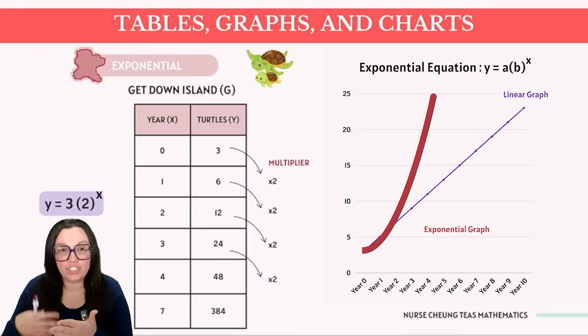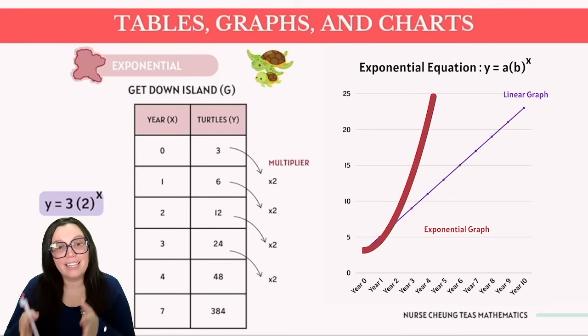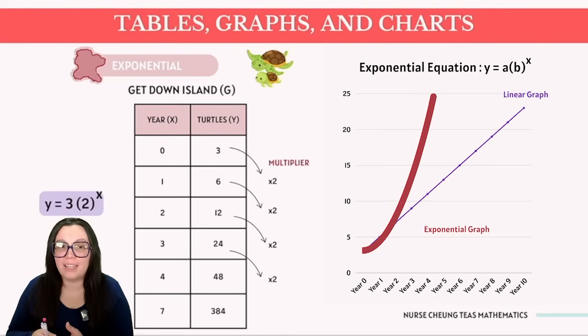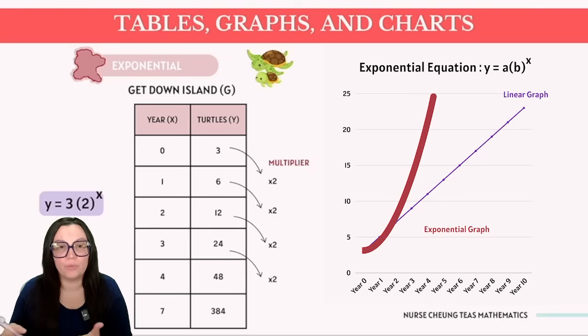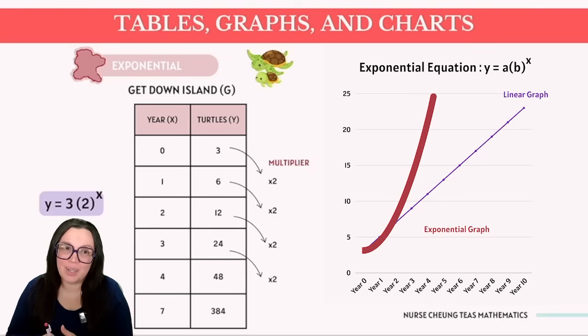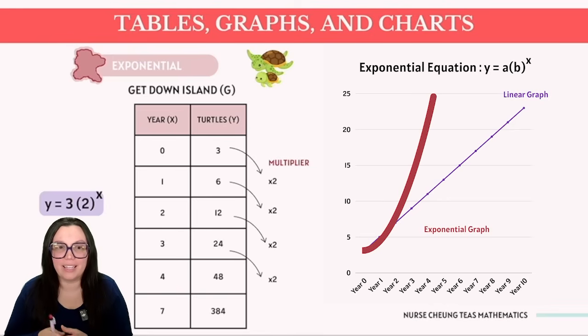Unlike that steady addition that seemed to take place on Funky Island, Get Down Island's turtles increase by a factor of 2 annually. To illustrate the population for the 7th year, we would be calculating that by taking the initial 3 turtles and doubling them 7 times, a process conveniently expressed using an exponent. This kind of pattern aligns with an exponential function, which is y equals a times b to the exponent of x, where a represents the starting number of turtles, b is the growth rate, in this case 2, and x is the number of years.